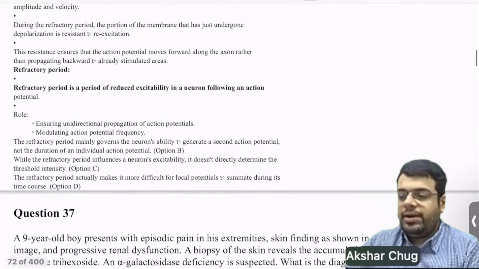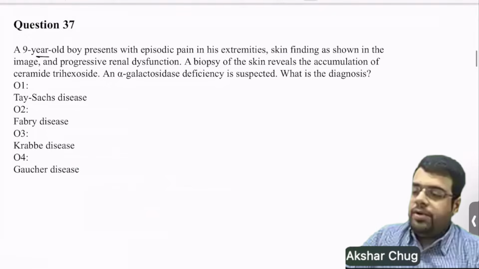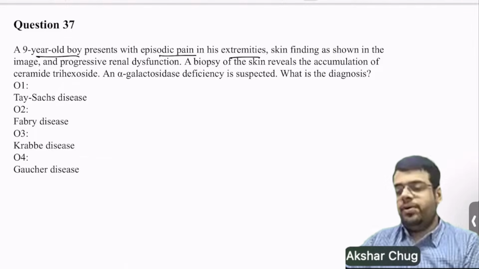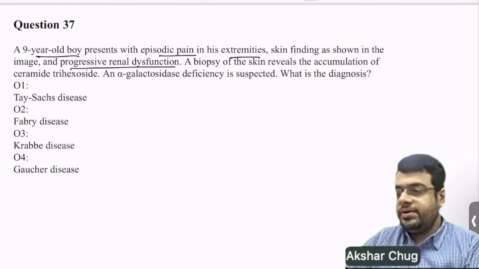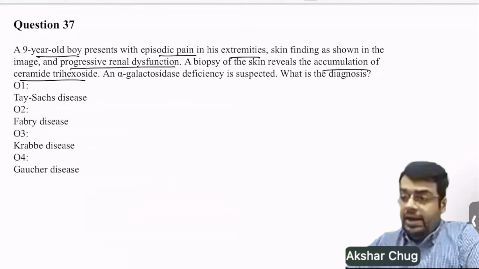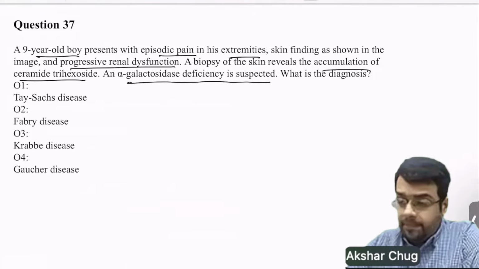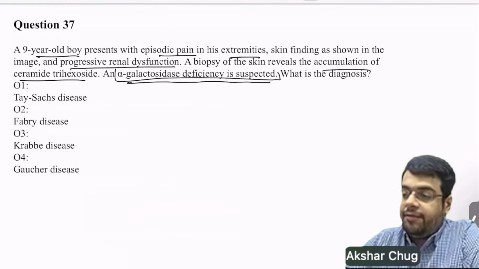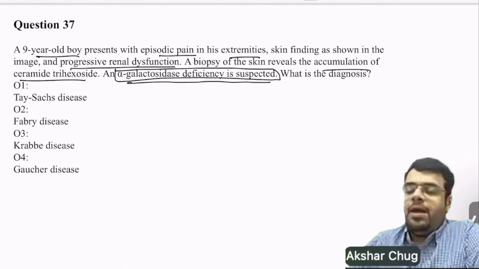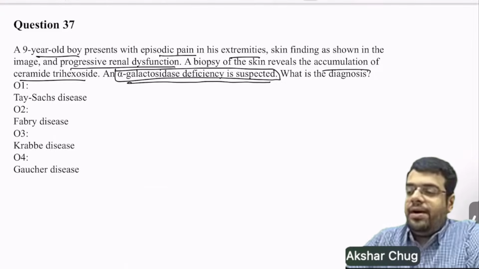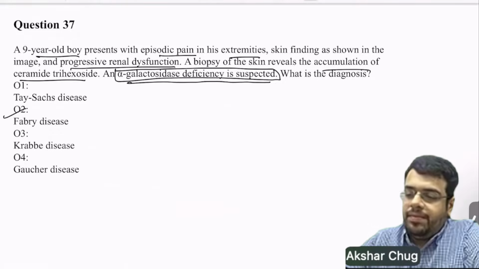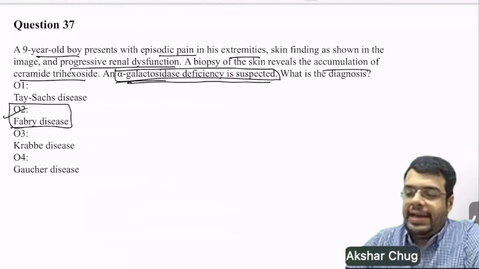Moving on to the next question. 9-year-old boy, episodic pain in his extremities, skin findings shown in the image below, progressive renal dysfunction, biopsy of skin reveals accumulation of ceramide trihexoside, and alpha-galactosidase deficiency suspected. So basically, we are given what deficiency we are suspecting. So actually, there is no requirement of the image in this question. But still, the image shown had a lot of telangiectasias. So basically, it is Fabry's disease. And in Fabry's disease, we see alpha-galactosidase deficiency.